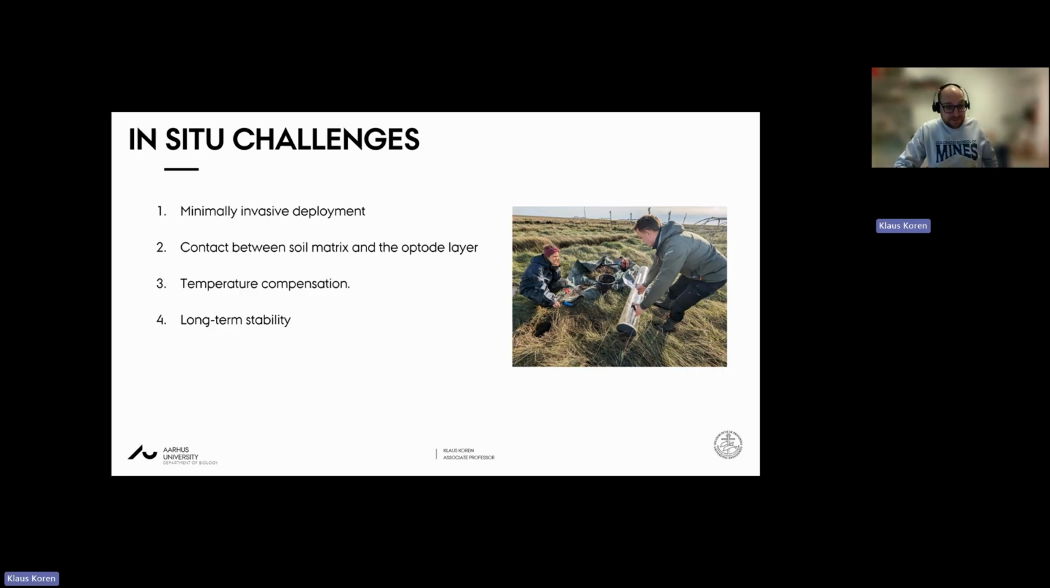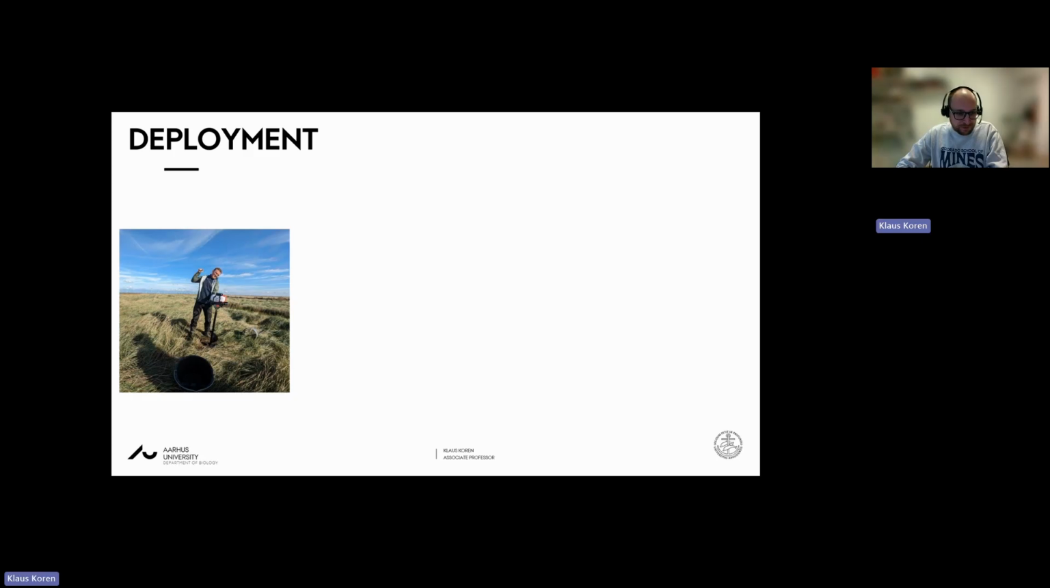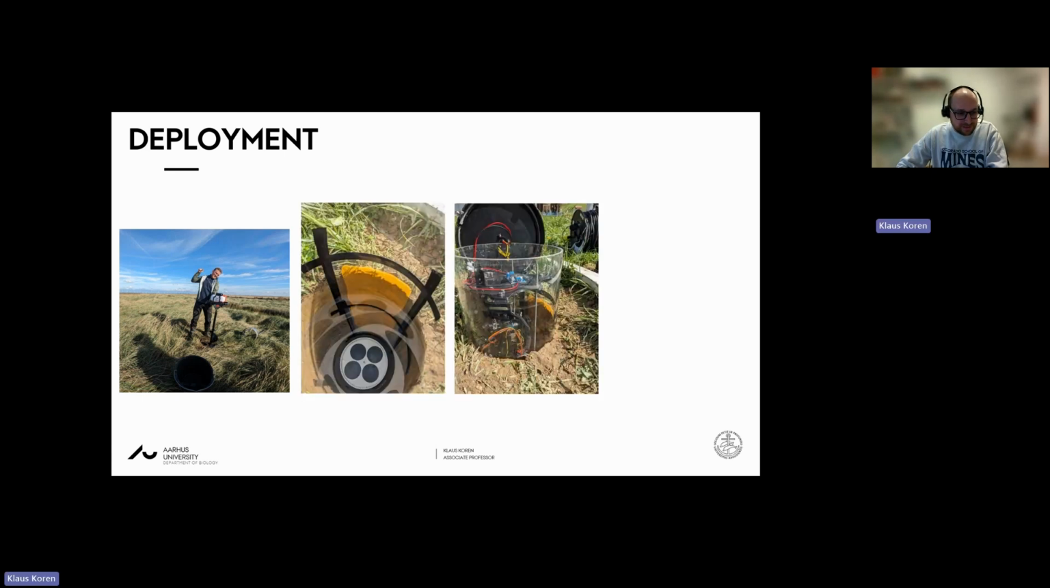There are still some challenges if you want to take a system into the field. And I guess some of you have more experience with that than I do. Just how to deploy it best, how to make sure that we have good contact from the soil to the optode, temperature compensation, long-term stability. And of course, we would like to do multi-analyte imaging. Yes, deployment was the first challenge. And we bought a massive drill, and it kind of worked. But it's not that easy to make a big hole.